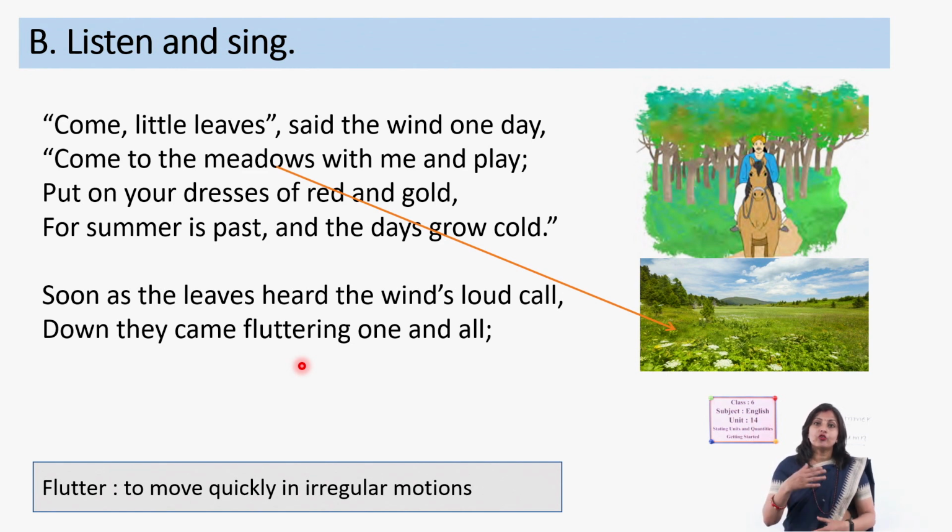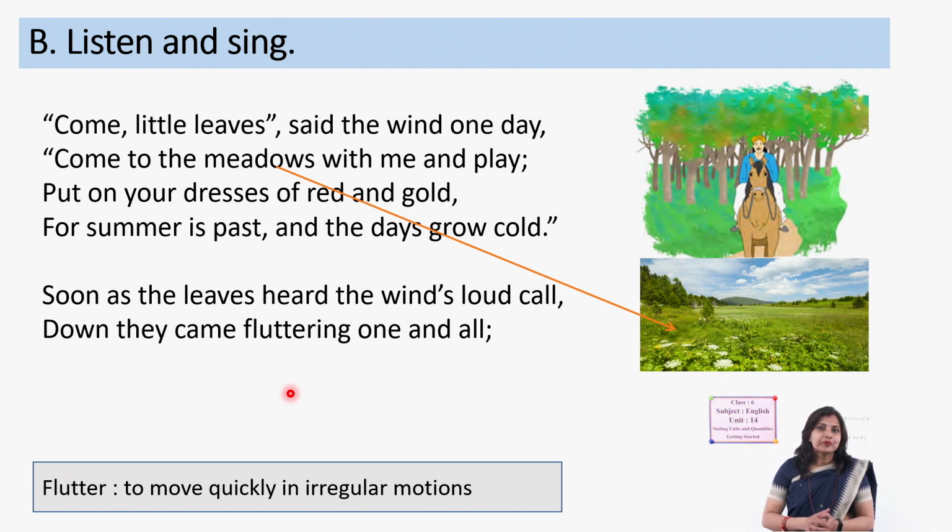So, when the wind calls the leaves, how do they come? Fluttering. Not in a proper line, just moving in irregular motions. Okay? Soon as the leaves heard the wind's loud call, down they came fluttering, one and all. All the leaves from the trees, they came down fluttering.